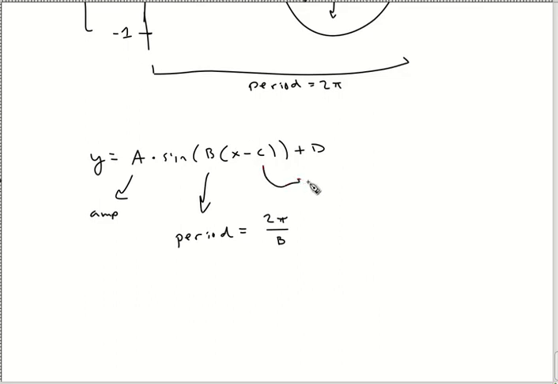This C is your horizontal shift. I often also call it your phase shift. There's probably a difference between phase shift and horizontal shift. I don't really care, honestly. It doesn't matter much to this class. And then finally, D is your vertical shift. That's going to be the up and down that you're going to change, okay? So there it is. Memorize it.